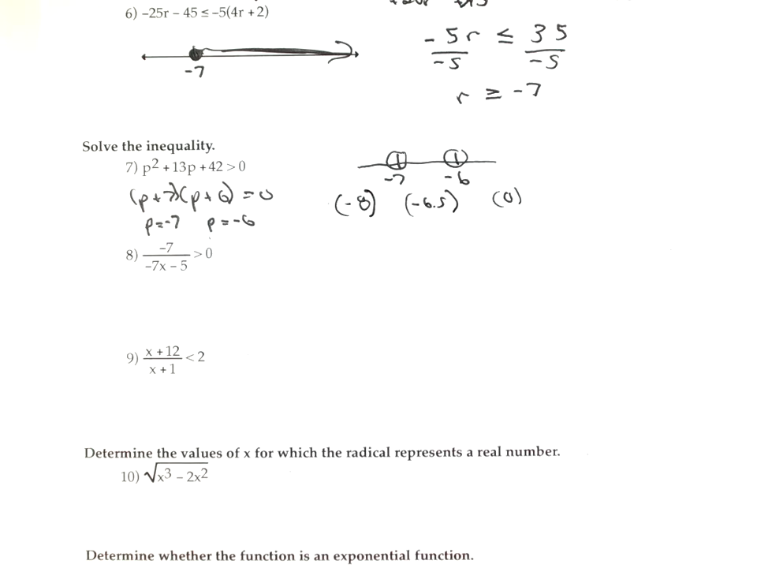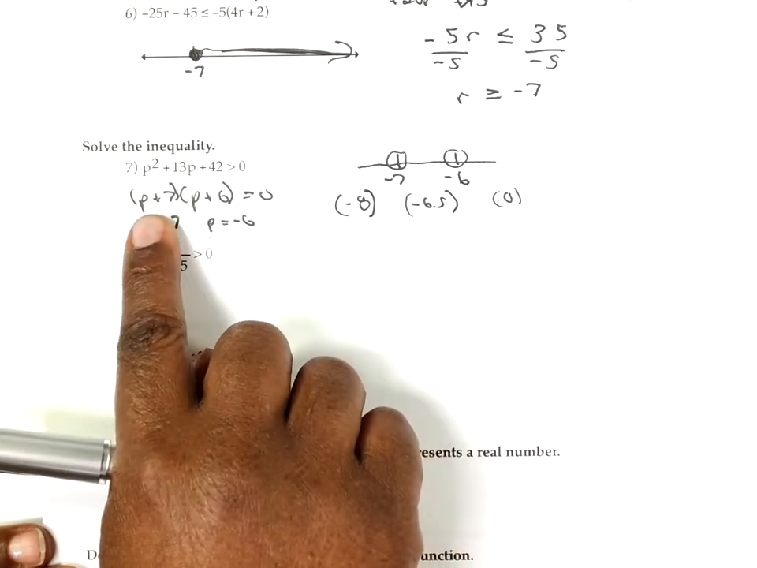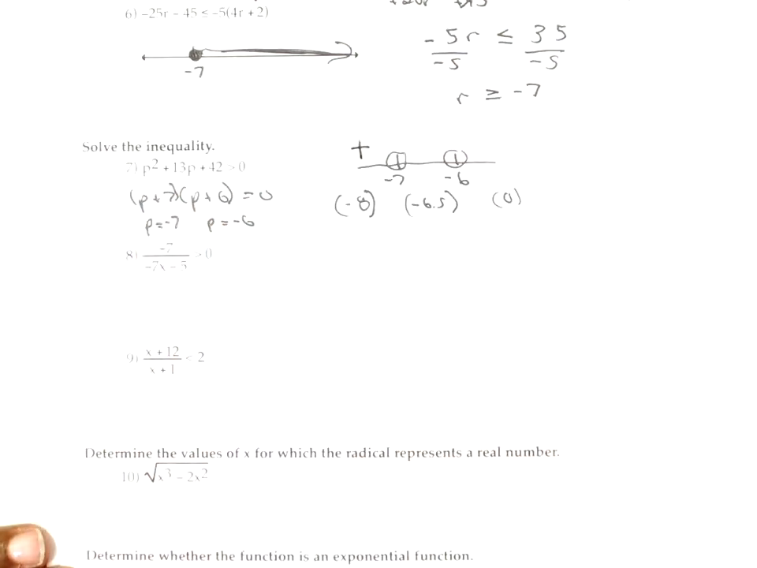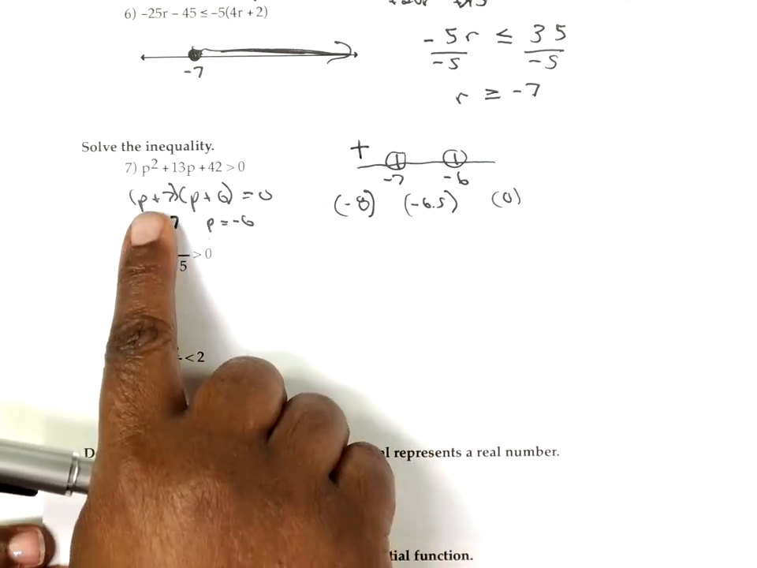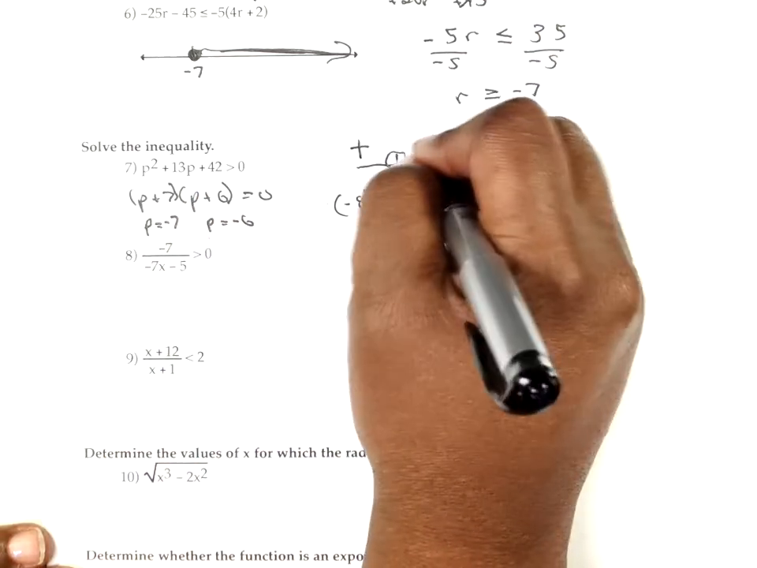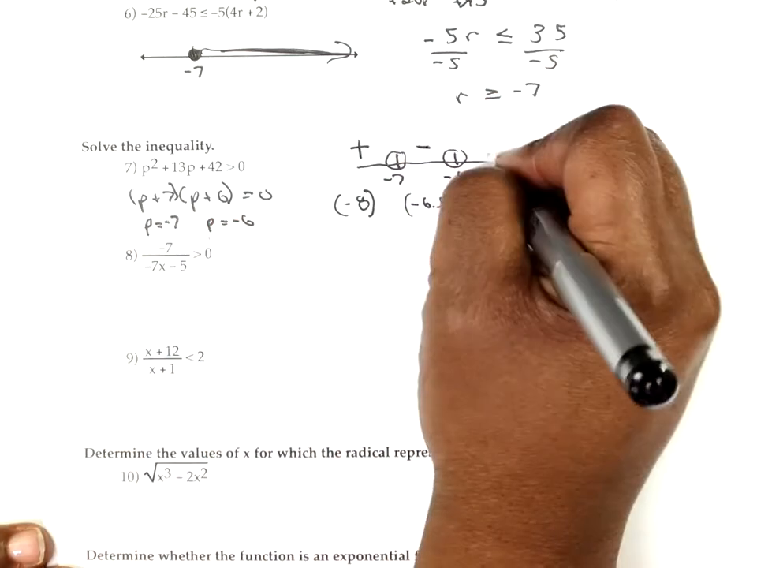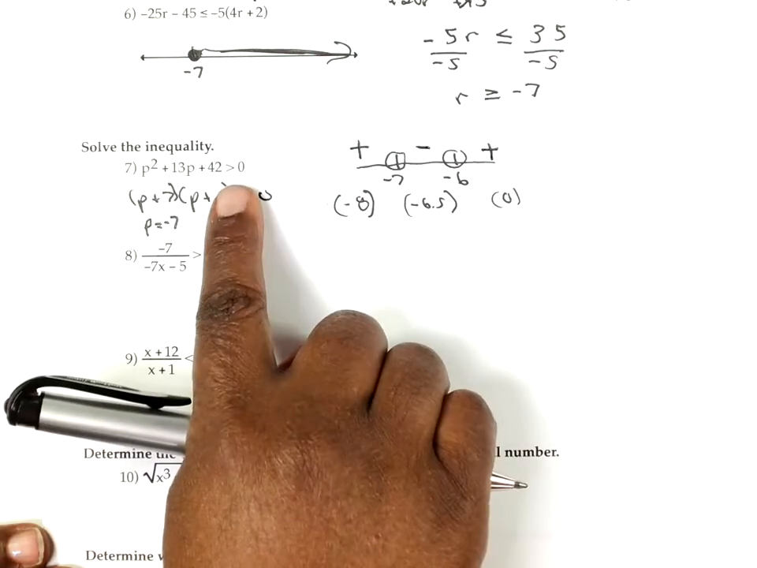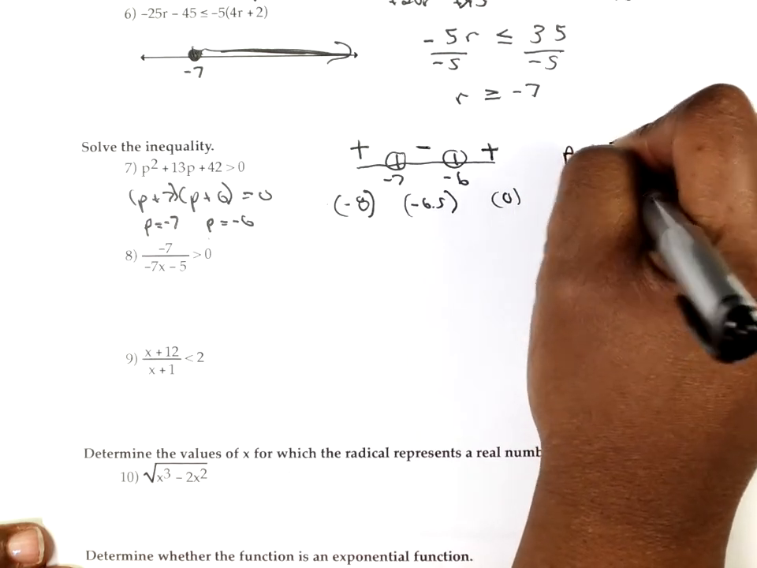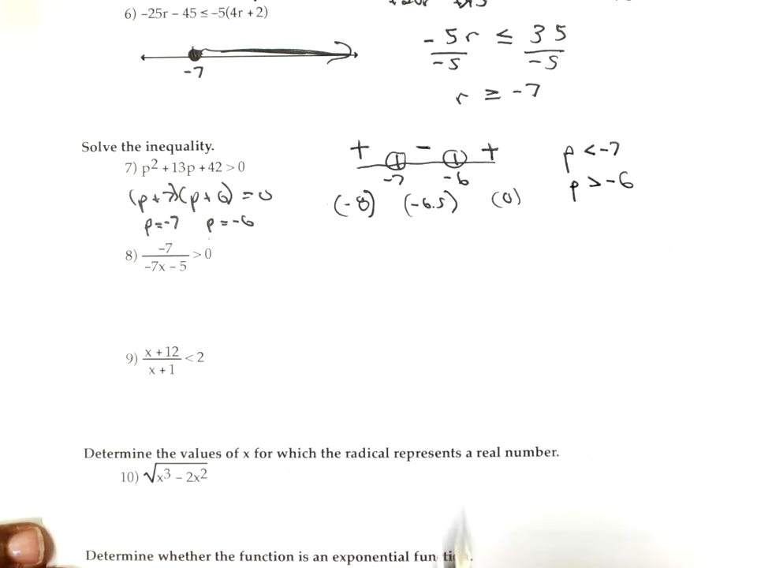So starting with the -8, if I plug it in, and this is the easiest for me to see what's happening with it, if I plug in -8, I get -1 times -2, so that gives me a positive value. When I plug in -6.5, that gives me a positive 1/2, and then a negative 1/2, so when you multiply those together, you get negative. And when I plug in 0, I get 7 times 6, so I have a positive number. So because these are greater than 0, my solutions are P can be less than -7, or P can be greater than -6. So everything works except for this interval.